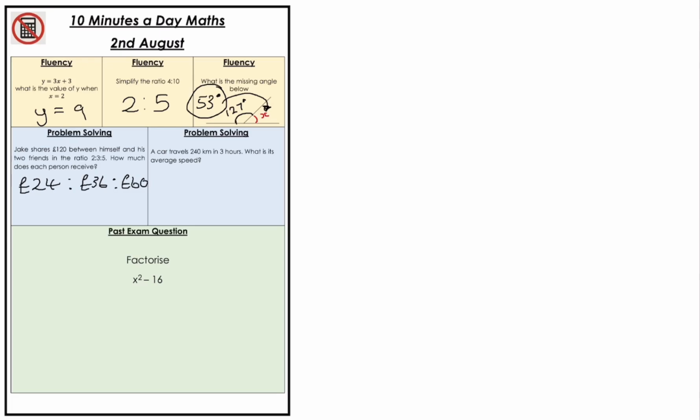Problem solving. A car travels 240 kilometers in 3 hours. What is its average speed? So this is that wonderful speed, distance, time triangle. So your distance at the top and then speed and time. Now with this formula, this line here means divide. And then if we have a look, this line here, that's red, is times.